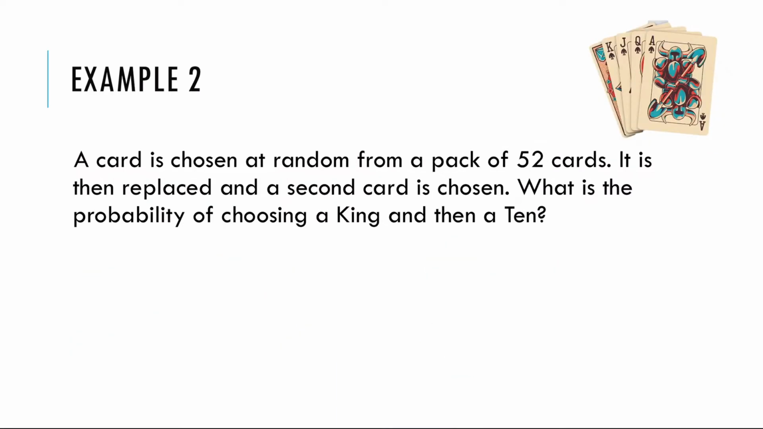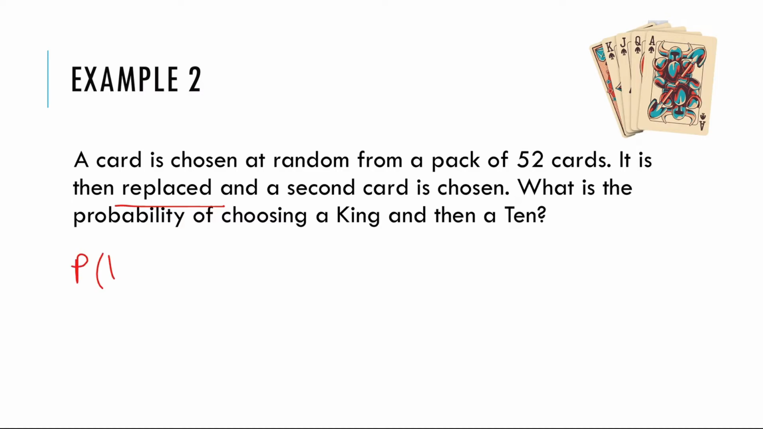In example 2, a card is chosen at random from a pack of 52 cards. It is then replaced and a second card is chosen. What is the probability of choosing a king, then a 10? So the fact that we've chosen a king should have no impact on whether we choose a 10 because we put the king back into the pack. So then we have the exact same chance, okay, for the picking of a 10.